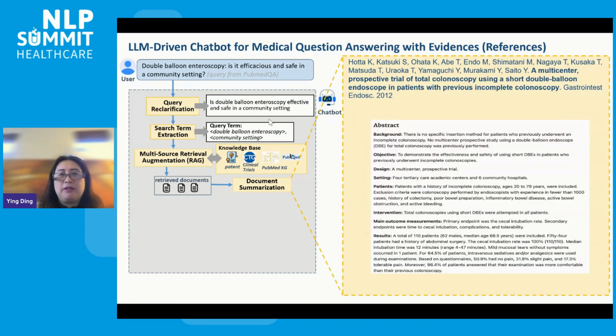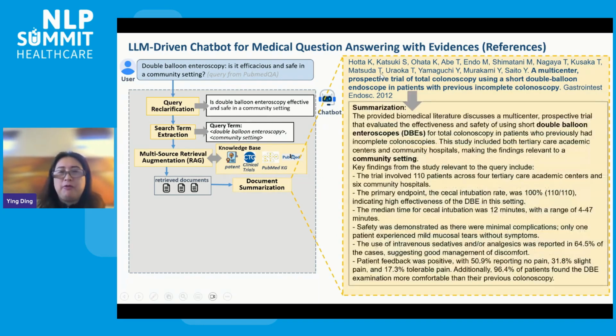So for instance, we found this paper, and this paper has an abstract. So if we found like 20 similar papers, we try to summarize those papers. If you don't have a query-focused summary, your summary is more like just abstractive summaries, which is not very useful to answer this question. So we provide a query-focused summary.